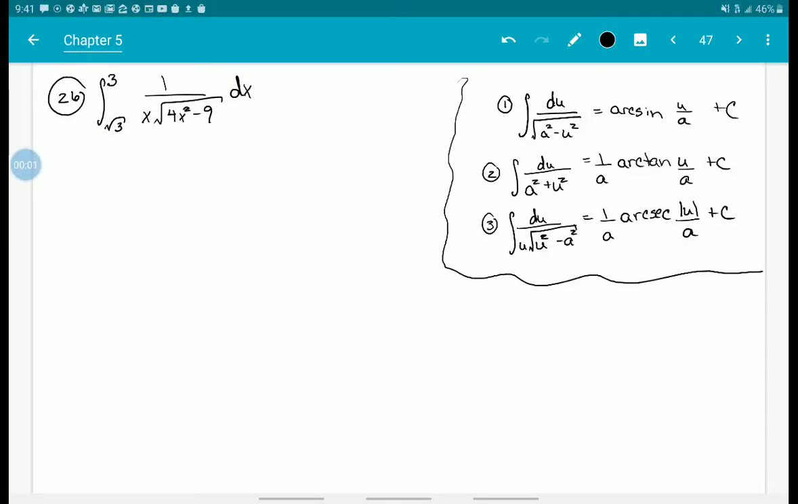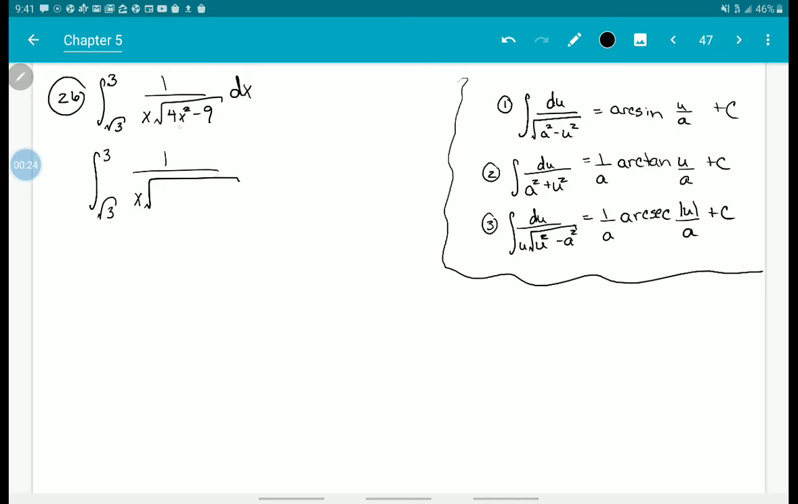So let's do some definite integrals now. Let's look at 26. If we look at this formula, this is going to be really similar to a couple of the last ones. It is going to use that arcsecant formula. So let's tweak this so that we can rewrite it in that proper form and identify everything easily.